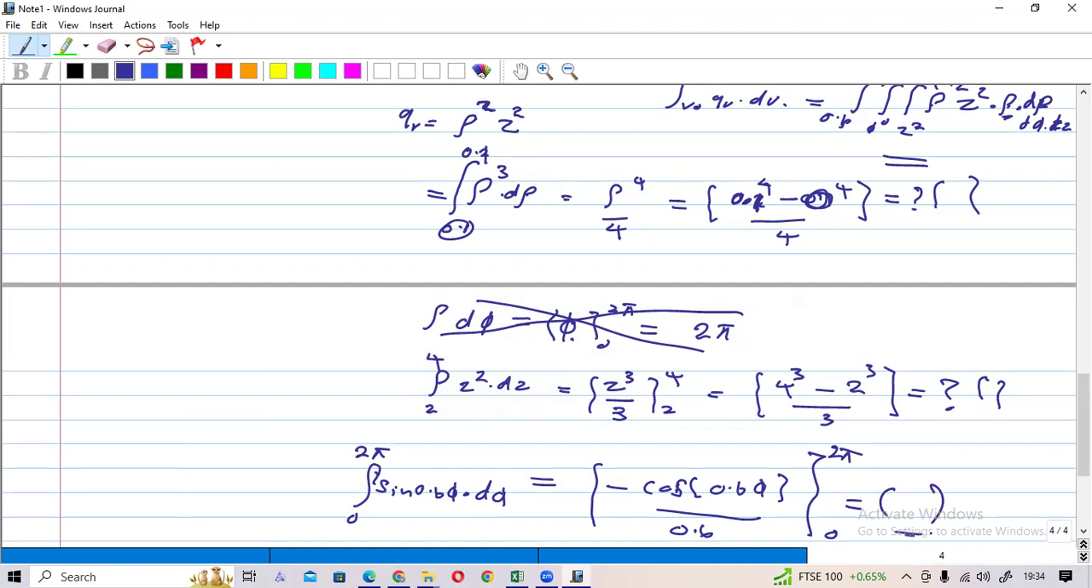Please find this answer. Then you have to. So here we have an answer. Here also we have an answer. Here also we have an answer. The total volume will be X, Y, Z. This answer, and this answer.